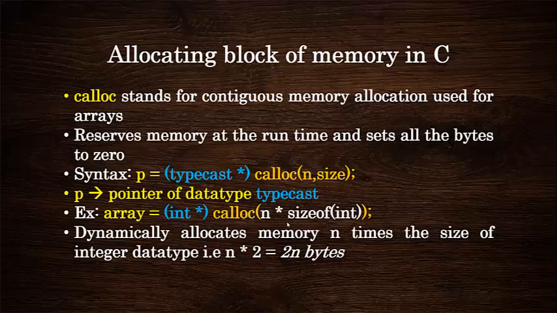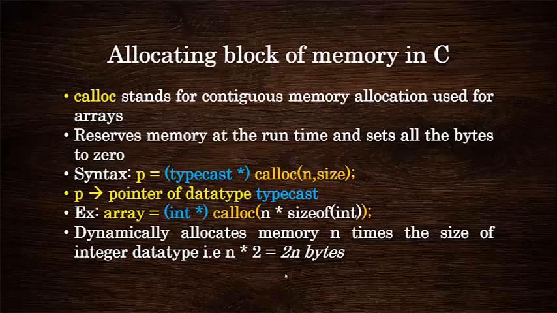So 2n bytes of memory space will be allocated in this particular example, because sizeof integer is 2 and that has to be assigned for n elements. So 2n bytes of memory space will be allocated dynamically. All this process happens during the runtime.